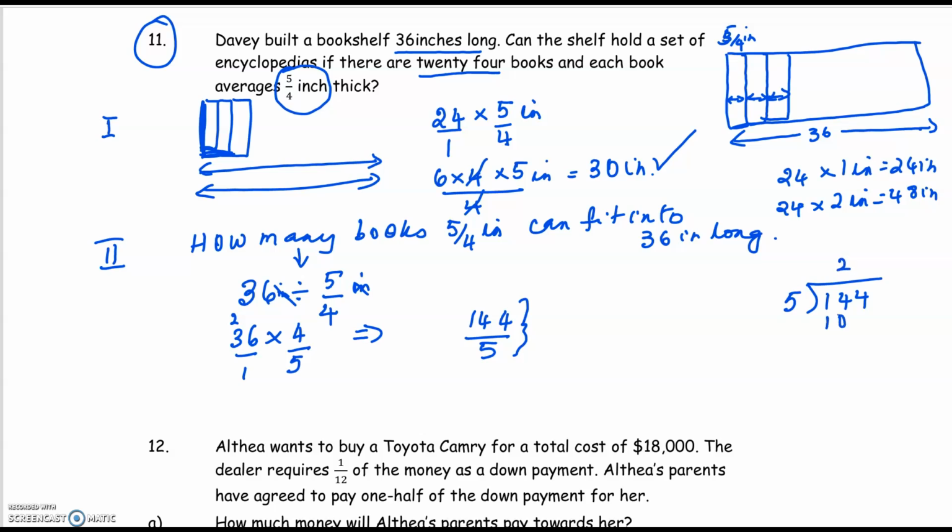So 5 times 2 is 10. 14, bring the 4 down. 5 times 8 is 40. Subtract, and you get 4 as a remainder. So roughly 5 goes 28 times. So 28 whole books would fit into the shelf, leaving a little bit of space or a little bit of room in that shelf.